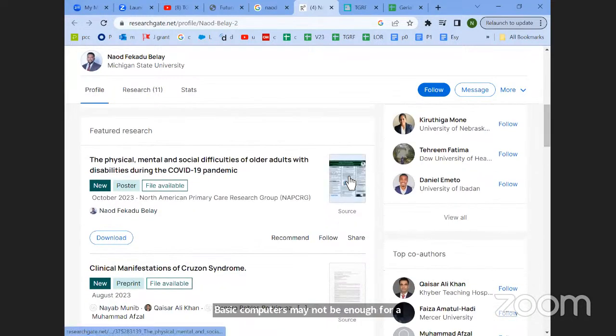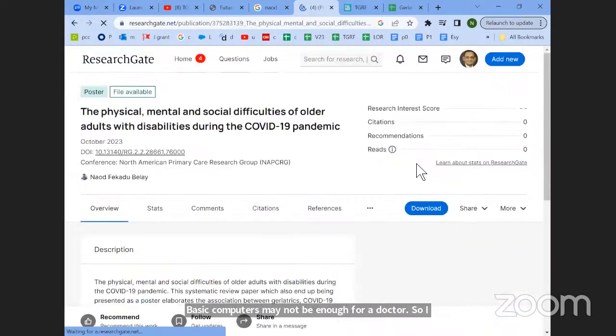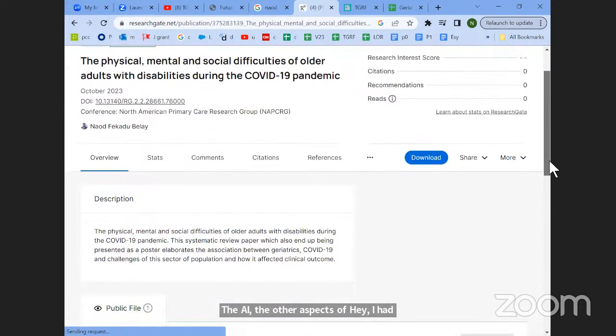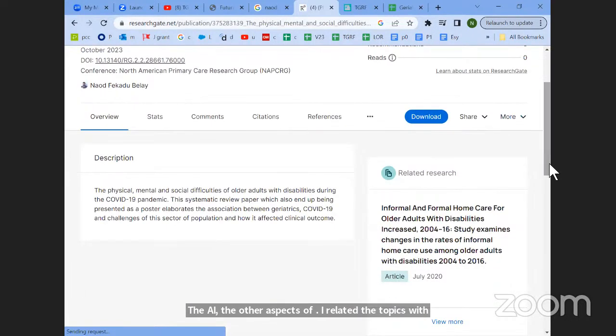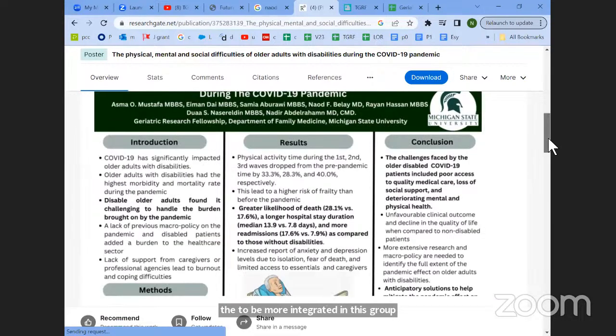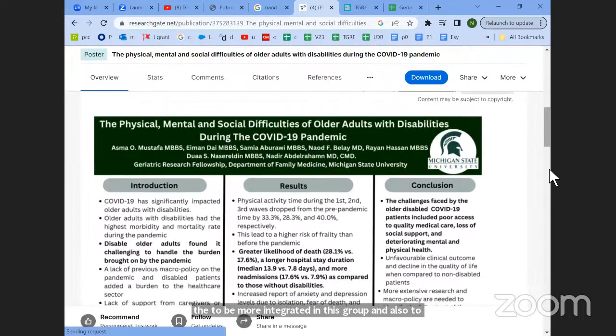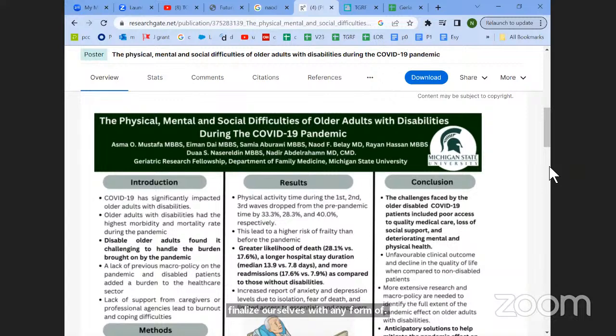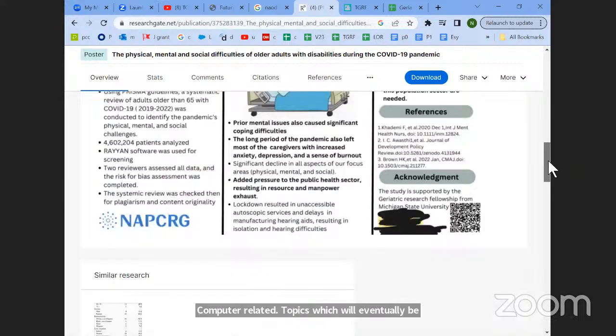So I strongly urge that we include more and more AI, machine learning, and other AI-related topics with medicine to be more integrated in this group, and also to familiarize ourselves with any form of computer-related topics which will eventually be integrated into medicine.